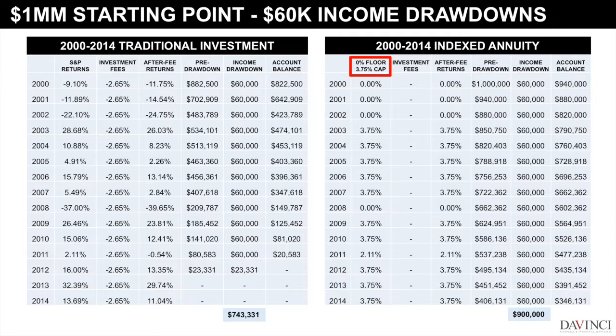Now let me show you what this looks like. Take the first year in the sequence. In the year 2000, the market took a 9% loss. So if you were in the product with a 0% floor, you would have lost nothing in that particular year.